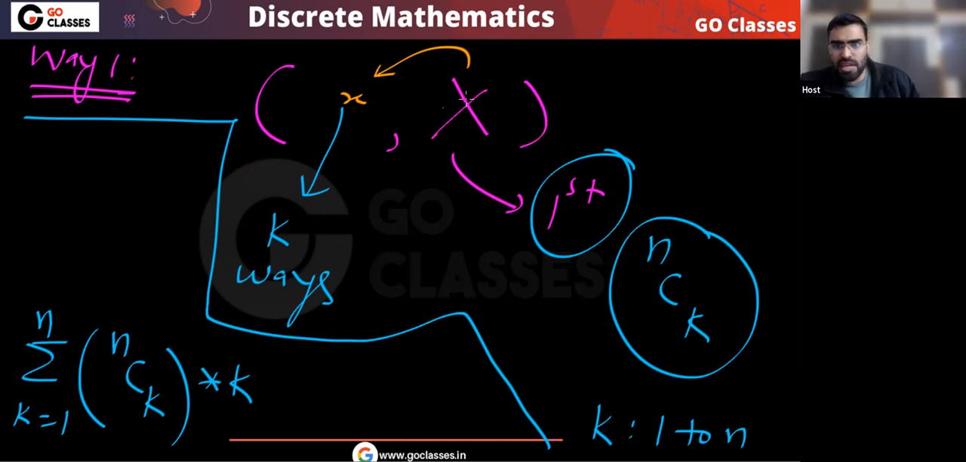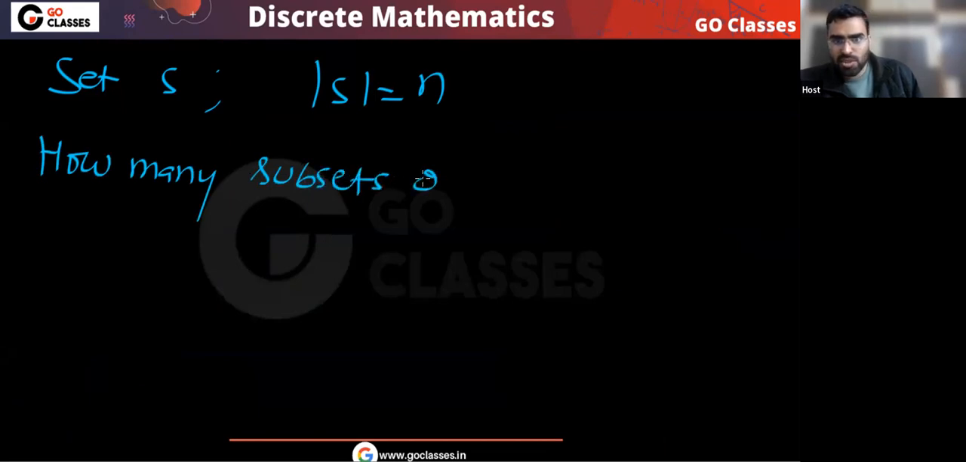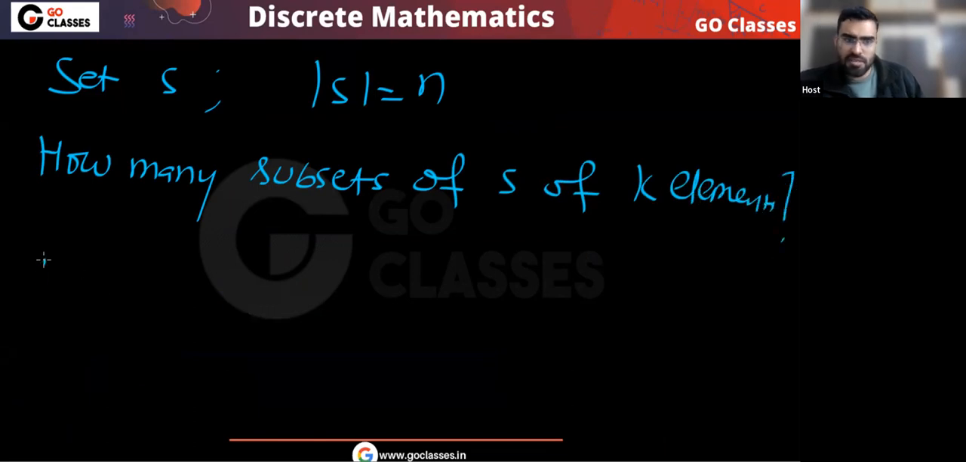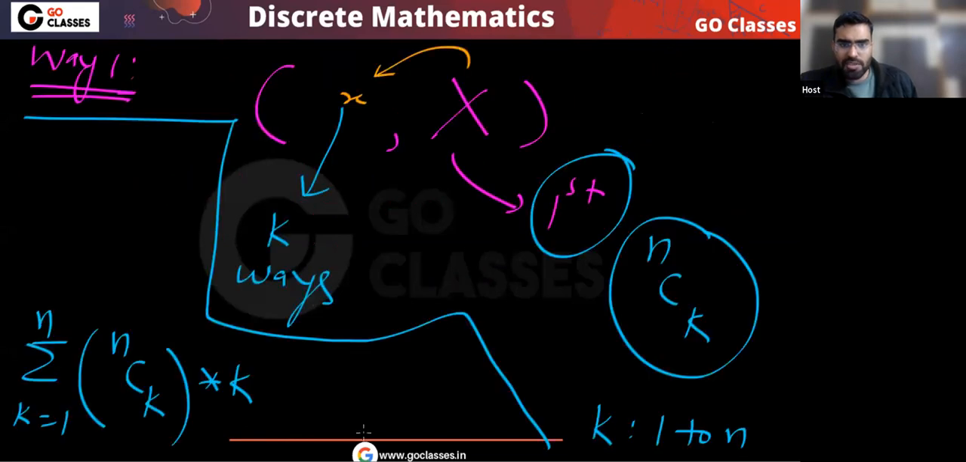How many elements are you choosing? How many subsets of k elements can anyone tell me? If you have a set S, and set S has cardinality n, then how many subsets of S have k elements? The answer is NCK. Why are we multiplying with K here? Can anyone tell me?